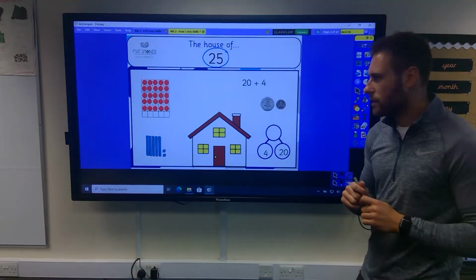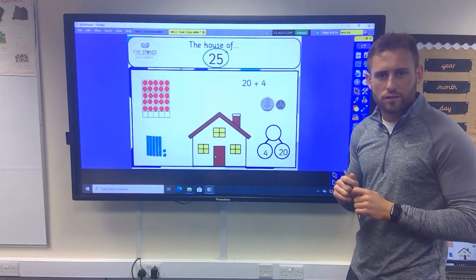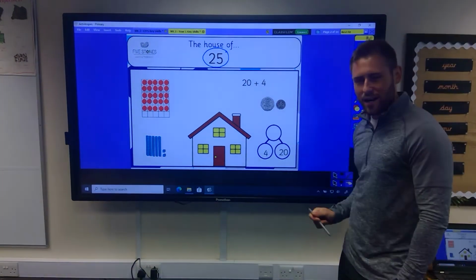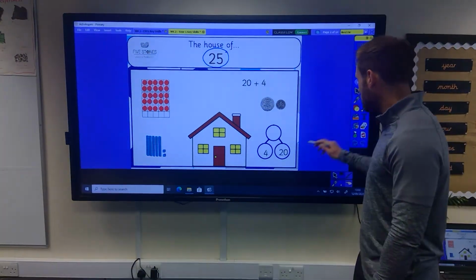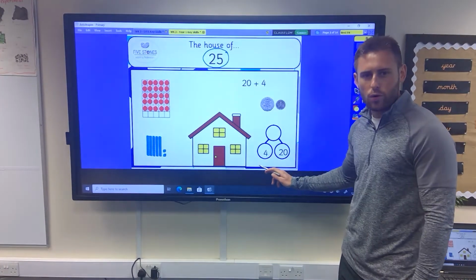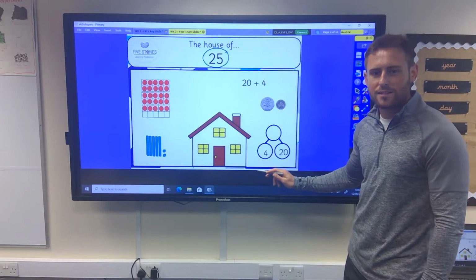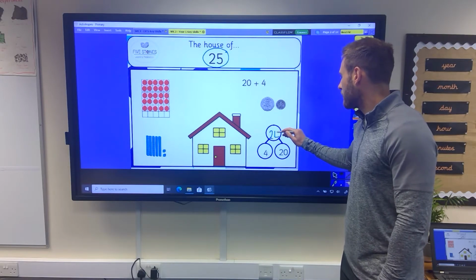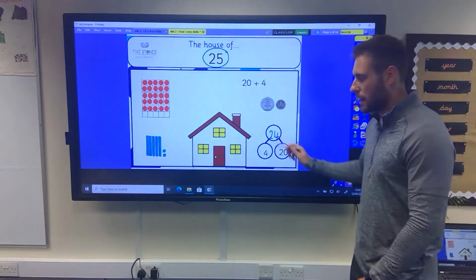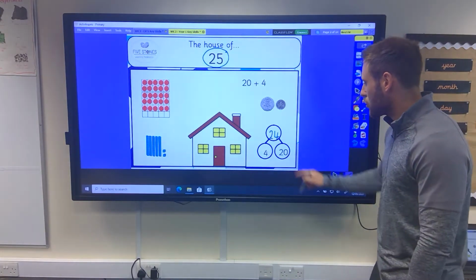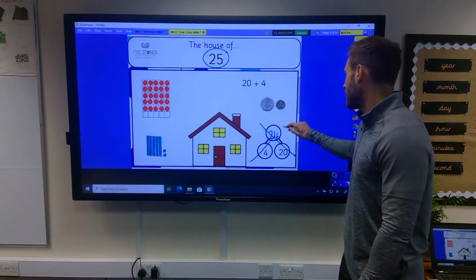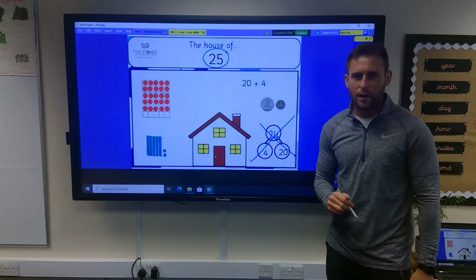I wonder. Or are any not? Yeah, I think some of you have spotted that the part whole model, when we've got a part of 20 and a part of 4, that actually only makes the whole of 24. Well done. Make sure you got those digits the right way around. So no, the part whole model cannot enter the house of 25.